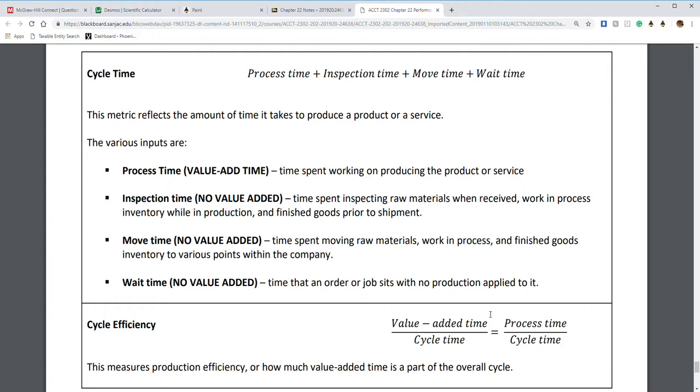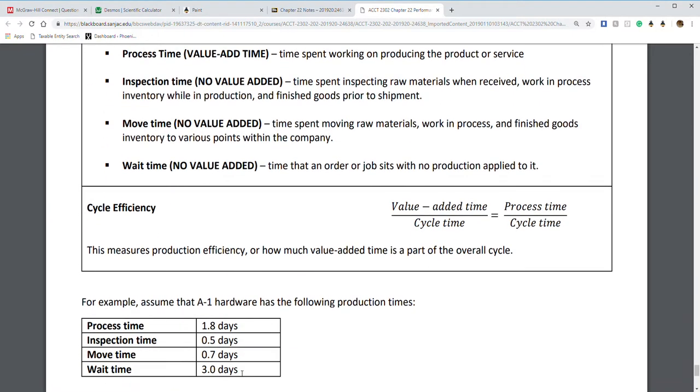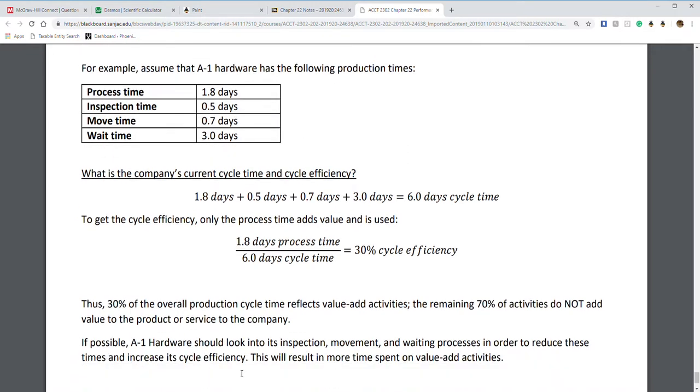So our cycle efficiency is going to use that cycle time, and it's going to take the value-added time, or basically process time, divided by cycle time. Okay? So here's our example with A1, and they are going to deal with a process time of 1.8 days, inspection time of half a day, move time throughout the process takes about 1/7 of a day, and then wait time, it sits for 3 days. That's a big wait time.